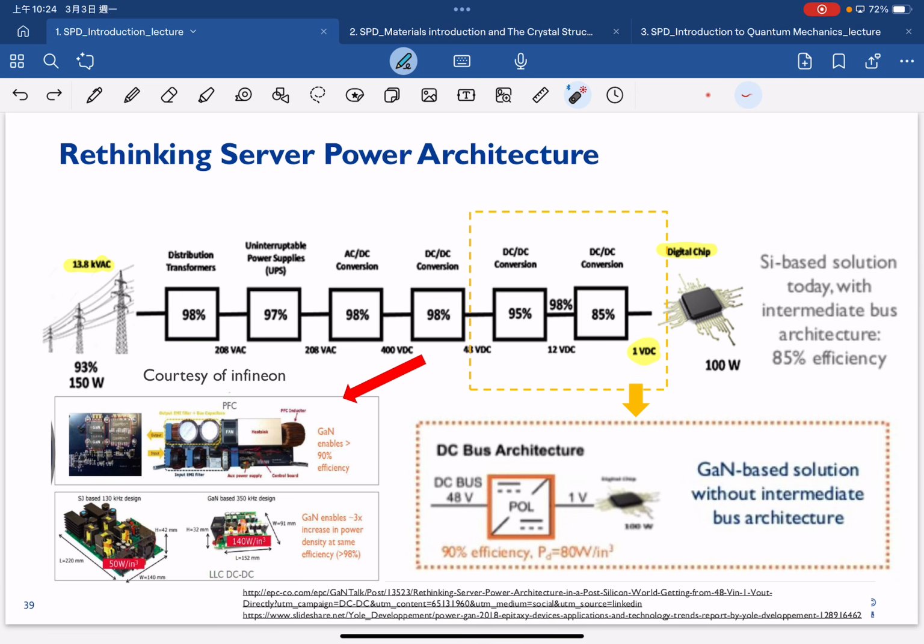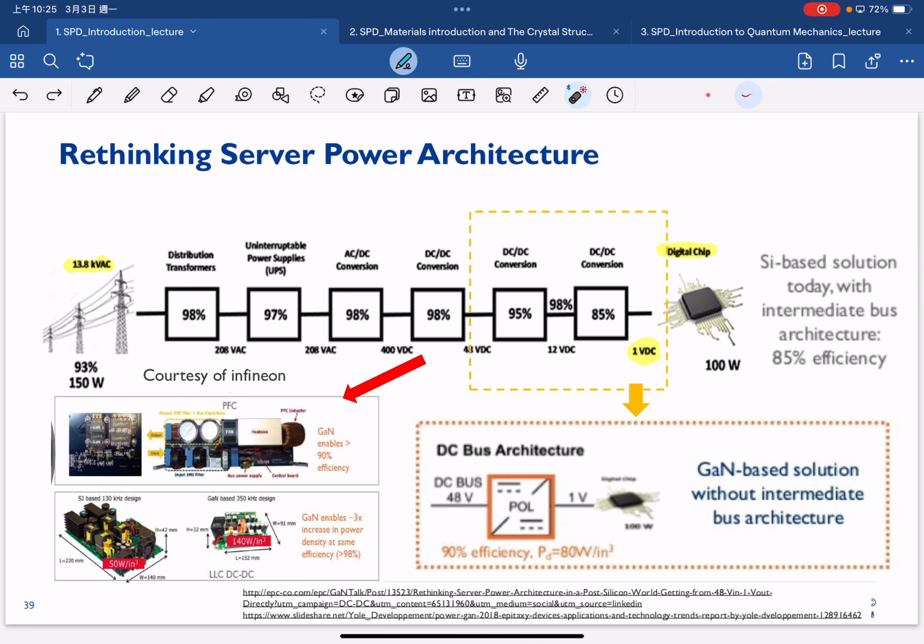And the reason is that we don't have the transistor that can immediately transform from such high down to such low. So we need to have several stages of different voltage conversion that are involved: AC to DC, DC to DC, and in the end DC to DC.